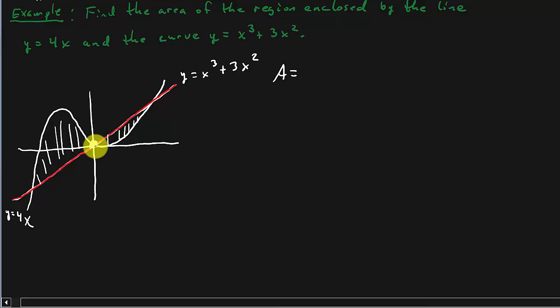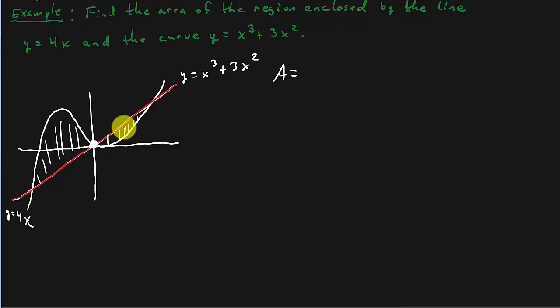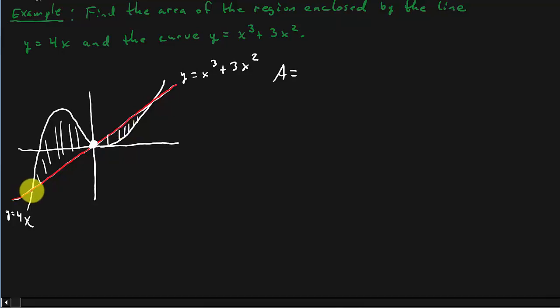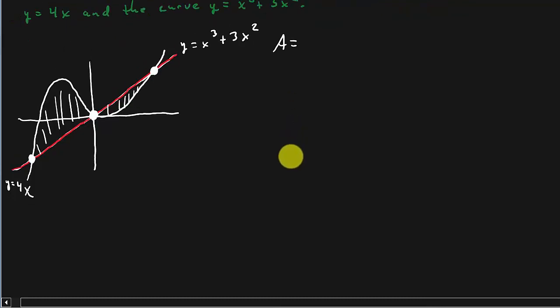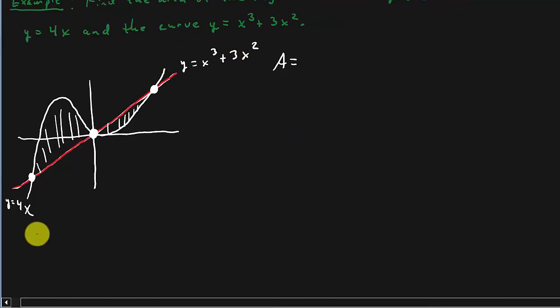So we're going to have to set up two integrals. We're going to have to set up an integral for this area, and then we're going to have to set up another integral for this area, and then we're going to have to add the two areas together. And so on our first integral, we're going to integrate from here to here, and on our second integral, we're going to integrate from here to here. So how do we know what those points are? Well, that's where we set the two equal to each other.